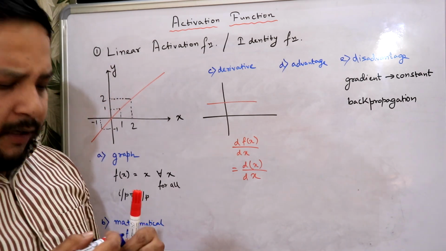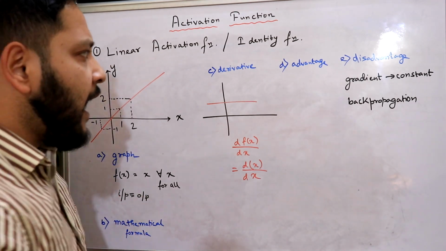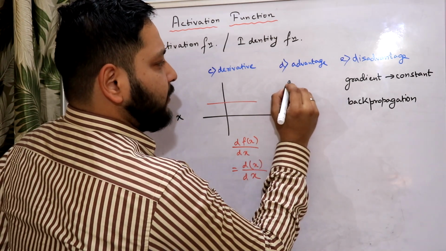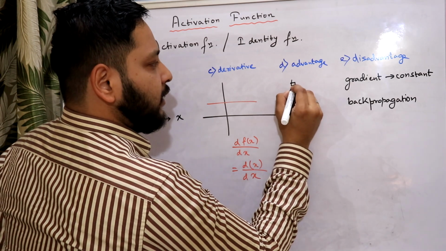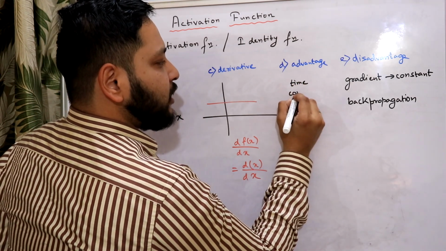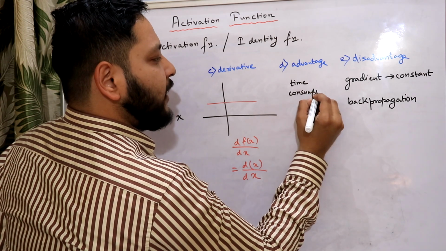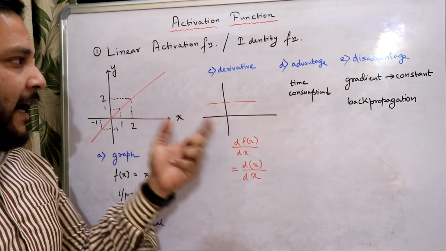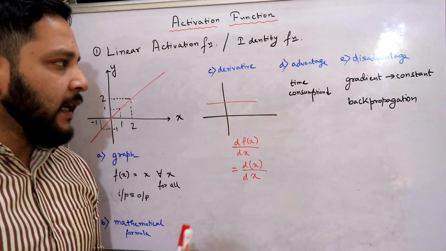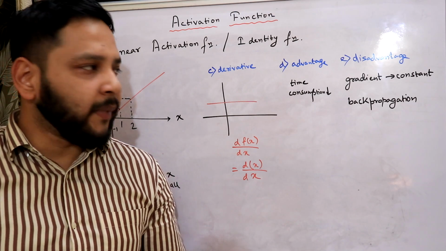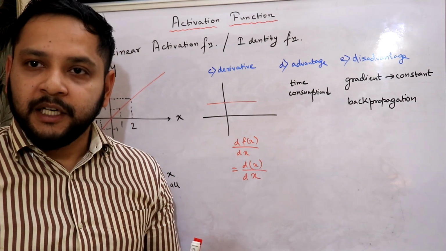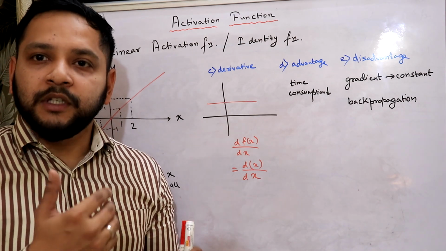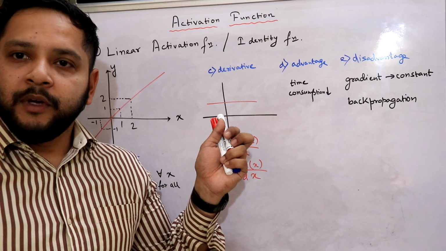Now coming to the advantages. This is a pretty simple activation function to use, and it doesn't consume much time because it is a very simple thing. Time consumption will be very less. So we can use it in certain cases, like regression, for example house price prediction, or stock prediction, where we have a regression problem. At that time we can use the linear activation function.